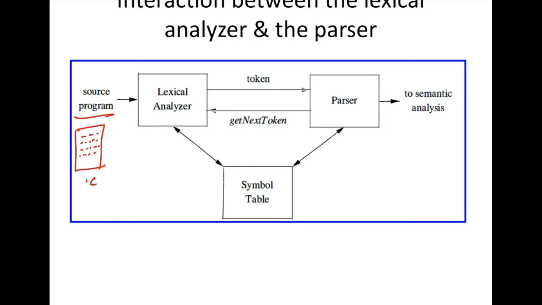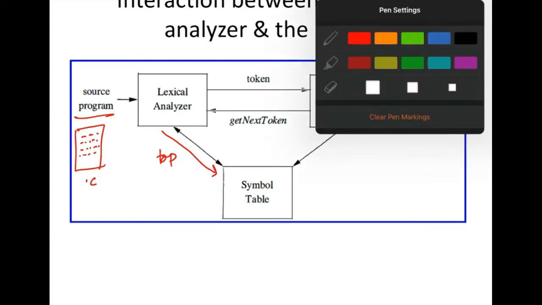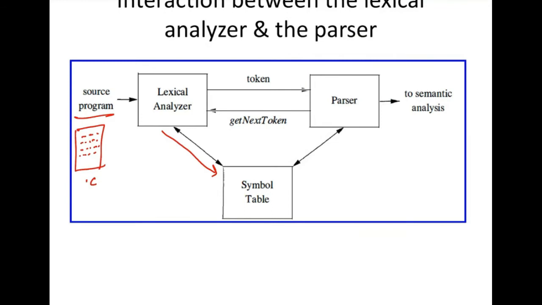This token is stored in the symbol table as well. If you see the direction of this arrow here and here, it is bi-directional. That means sometimes the lexical analyzer sends data to the symbol table, and sometimes the lexical analyzer retrieves data from the symbol table. That is the reason a bi-directional arrow is given here.